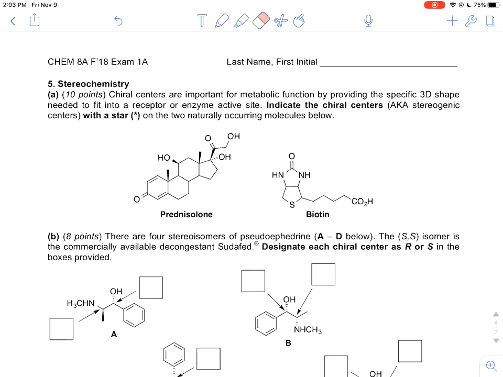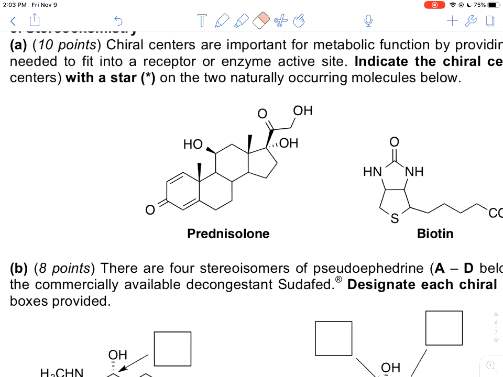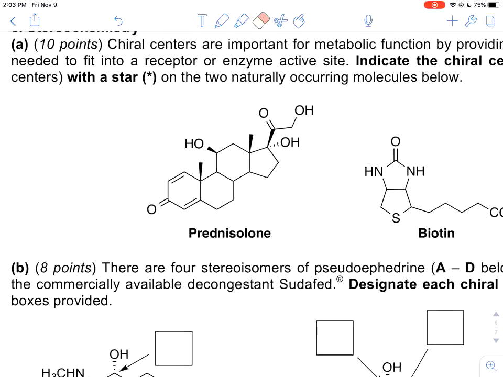Here we go with page 5, the stereochemistry page. We're going to look for chiral centers, first on prednisolone. And in this one, we're looking for any carbon with 4 different groups. And by different, I mean any one little thing could be different, like a different branch chain.